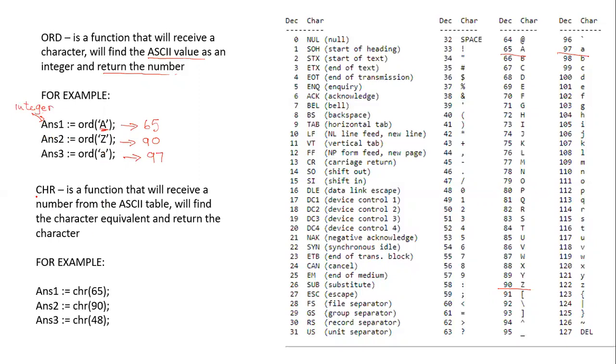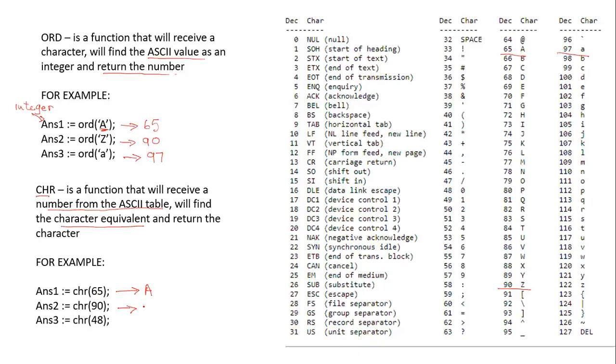Chr is also a predefined function doing the opposite. It will receive a number, and that number will then be converted into the character equivalent and returned. So the value 65, if we take chr of 65, we know that is capital letter A. So the value returned is A.